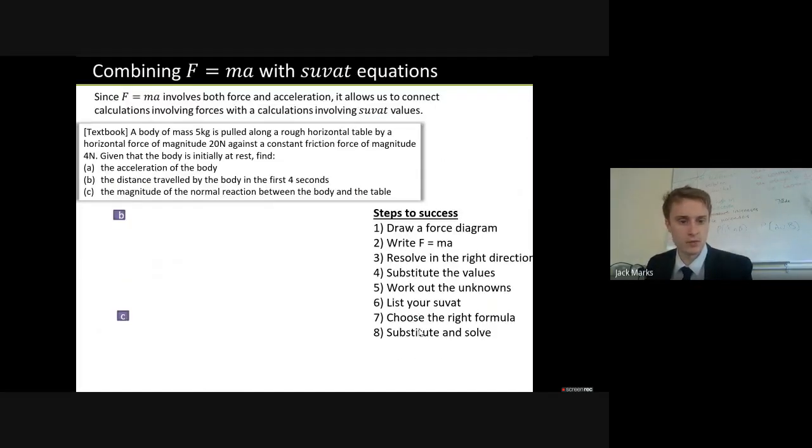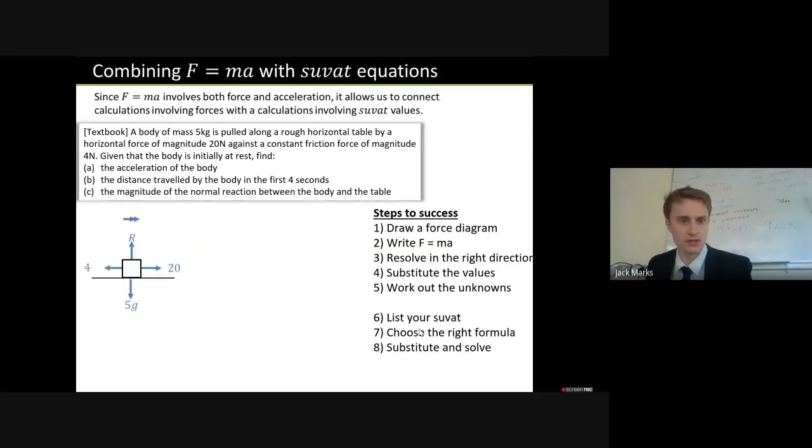Okay, let's just have one more quick look. We'll do one more example fairly quickly, and then it will be your turn. Since F equals ma involves force and acceleration, yes, it allows us to connect calculations involving forces with SUVATs. So this is an interesting point now. If we can work out acceleration, well, acceleration is one of those values, isn't it? It's that one there. So if we were given some information and then we worked out a, maybe they might ask us to find a fourth piece of information. If this sounds unfamiliar to you, please watch the videos on the chapter before.